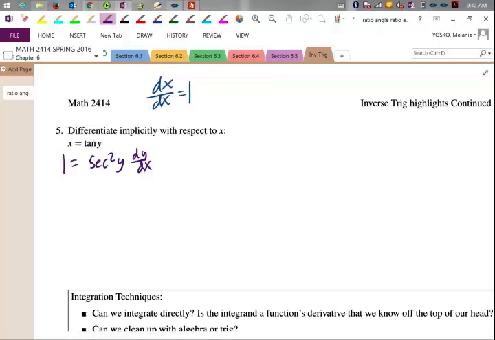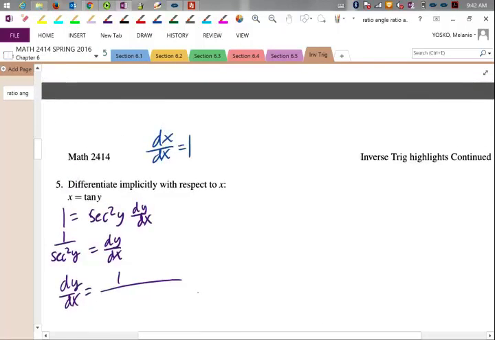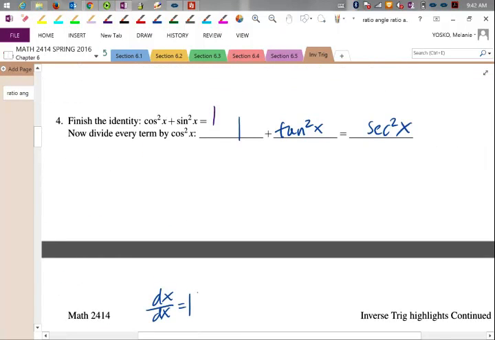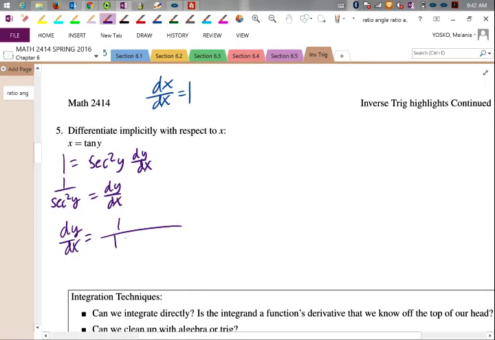Okay. So, if I want the derivative of this, just want to solve for dy dx, I would divide both sides by secant squared. So I get 1 over secant squared y, right? Is that true? Okay, so then dy dx is 1 over secant squared y. We go back up a page. How else could we write secant squared y? 1 plus tangent squared y. We have to use the y this time, right? Like that? Is that okay?